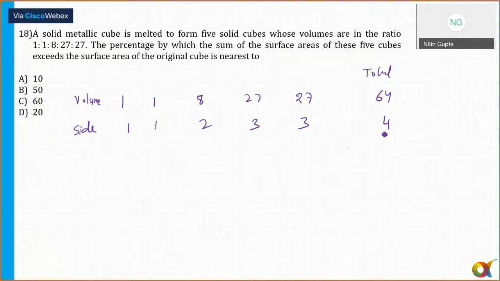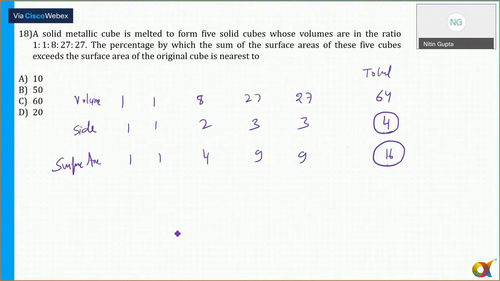the original cube. So for the original cube, the side length is 4. And we do not need to find out the exact surface area. Now we know that the ratio of the surface area is always proportional to the square of the corresponding side. So when I'm talking about surface area, just take a square. 1 square is 1, 1 square is 1, 2 square is 4, 3 square is 9, and 3 square is 9, and here 4 square is 16. I'm working on the ratios.